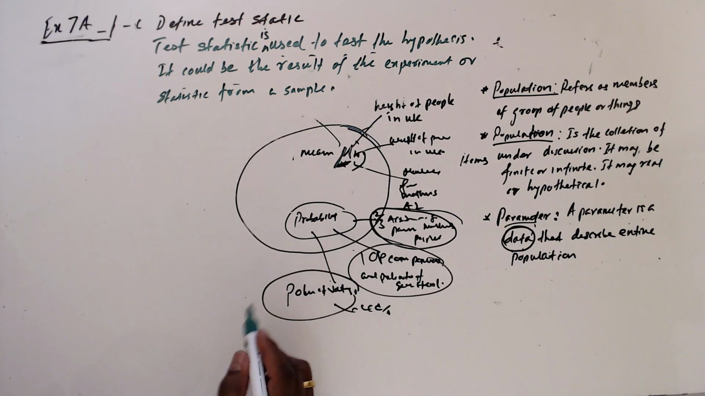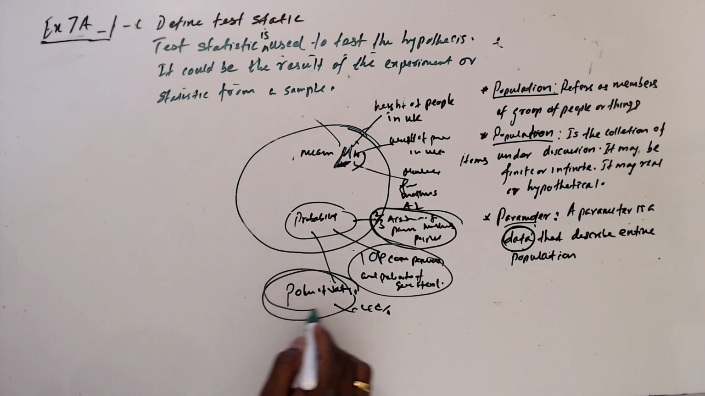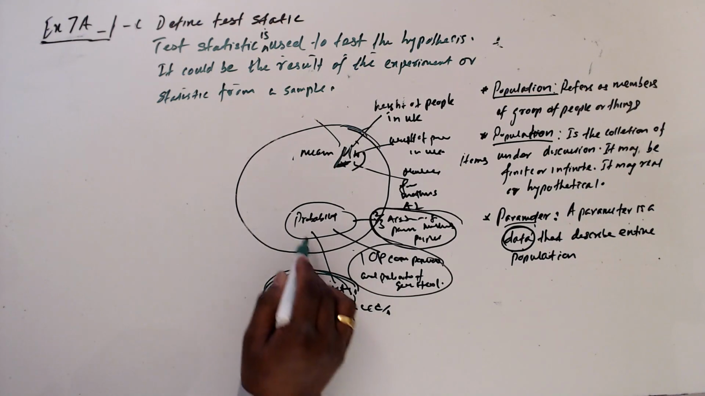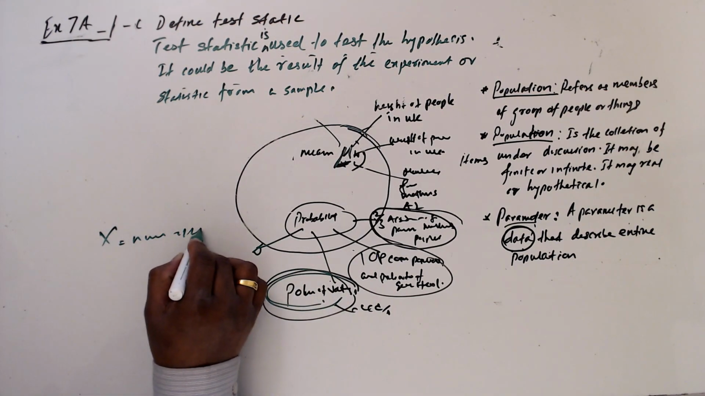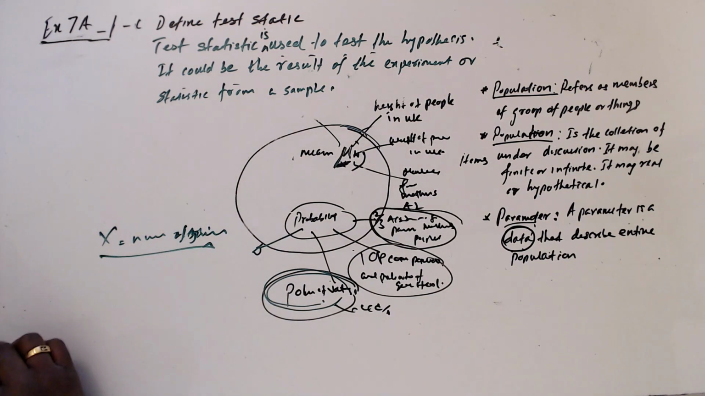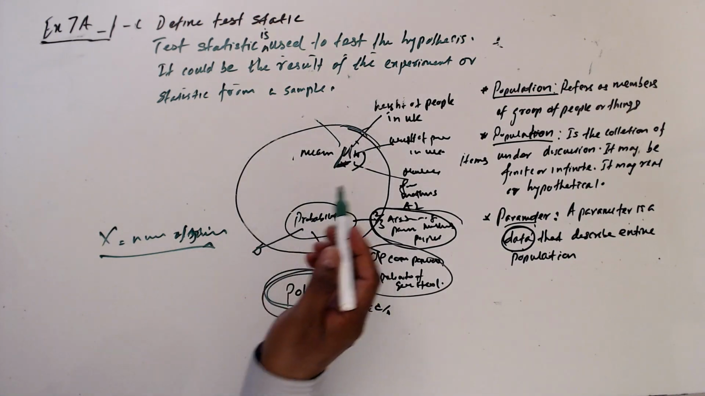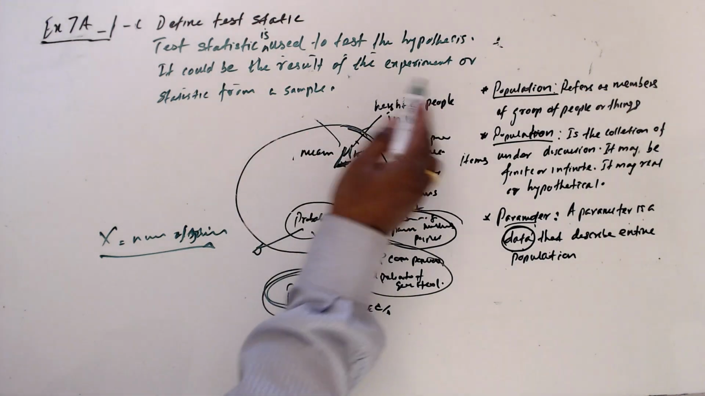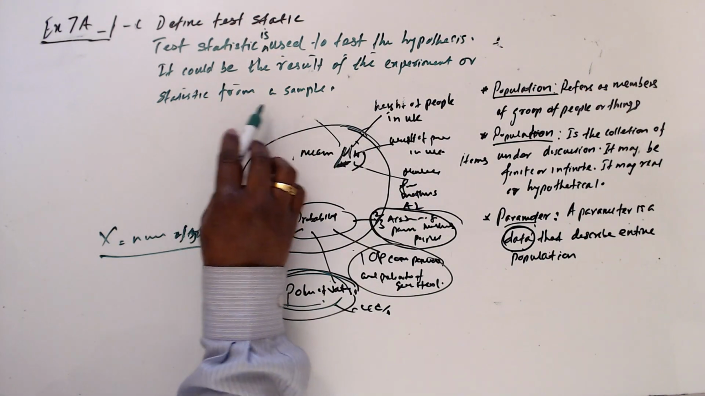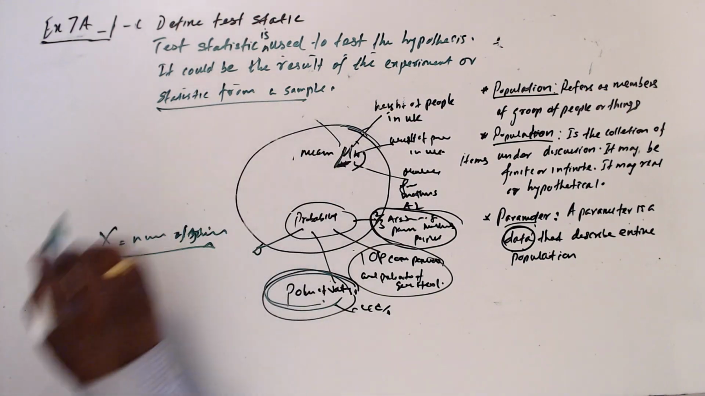For example, when we work with probability, X is the number of successes. So that test statistic is the number of successes. It is a result of an experiment. Or it could be a statistic from a sample.